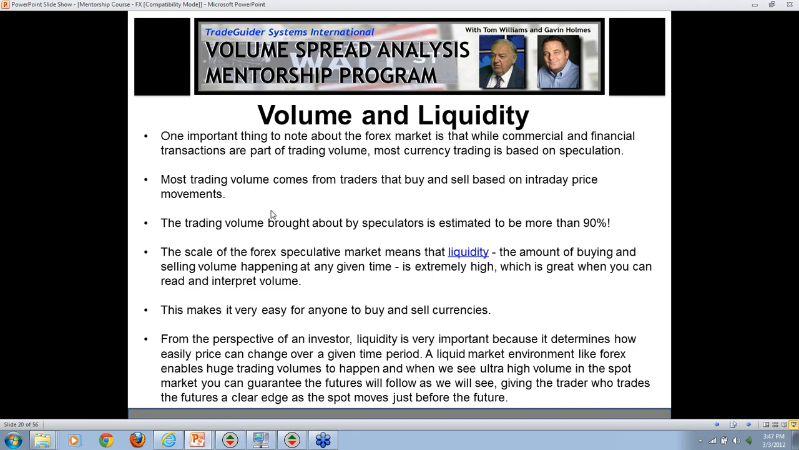Because we're going to show you today why, when you see very, very high volume in the right place, it's a time to get going. It's a time to get into the position. This makes it very easy. Now, it is easy, as Stevens is going to show you, to buy and sell a currency future. It's not difficult, is it?